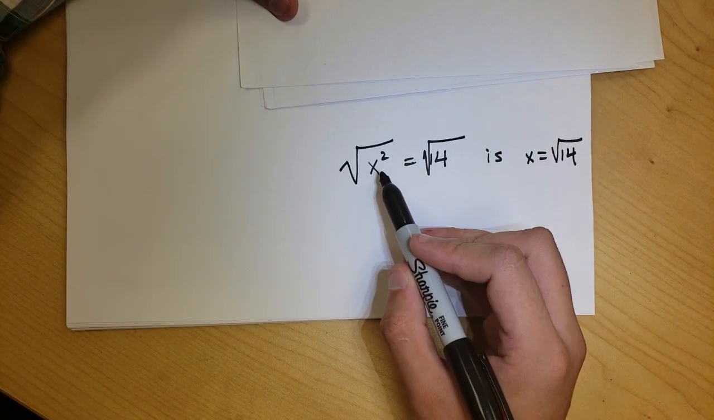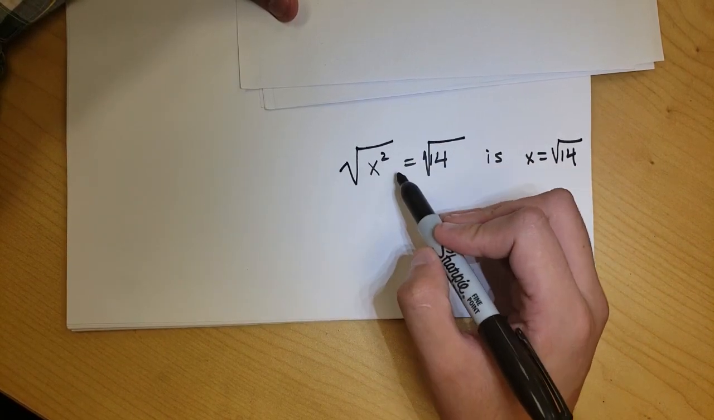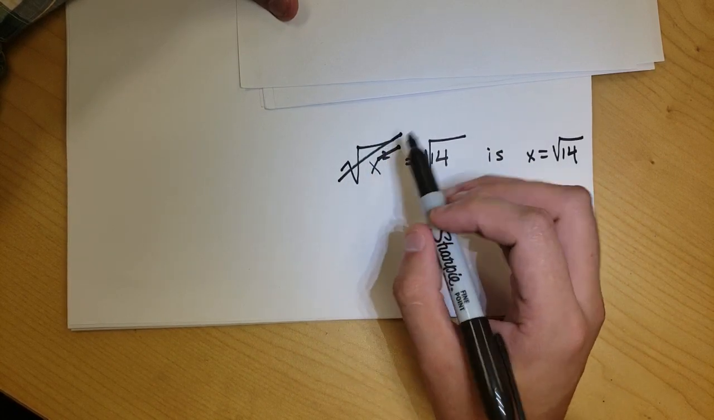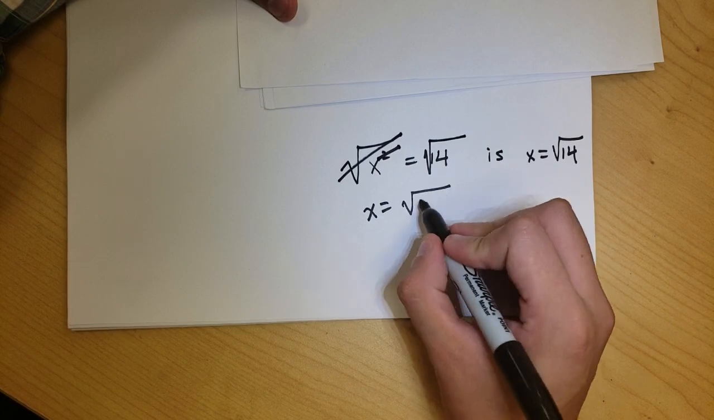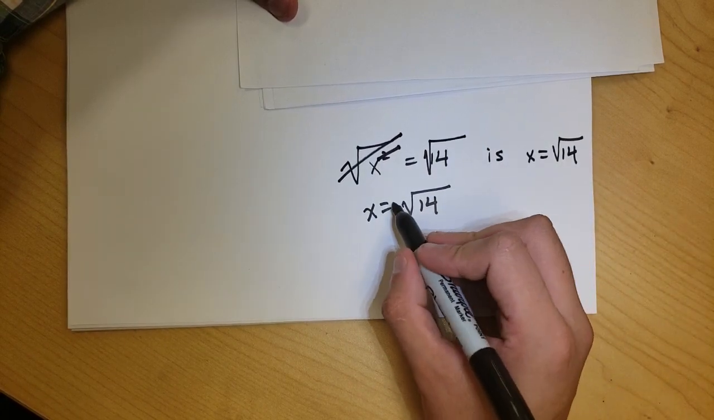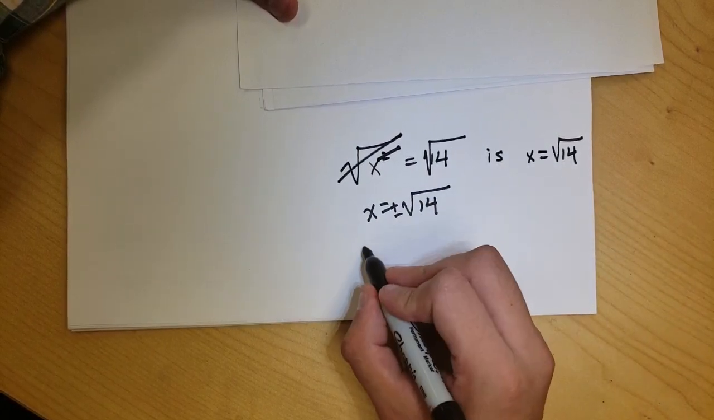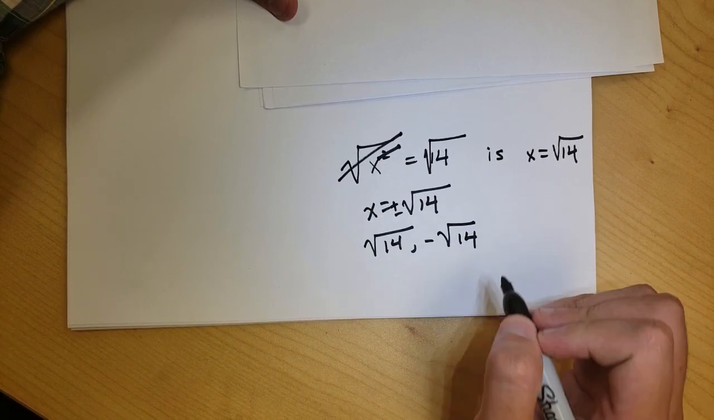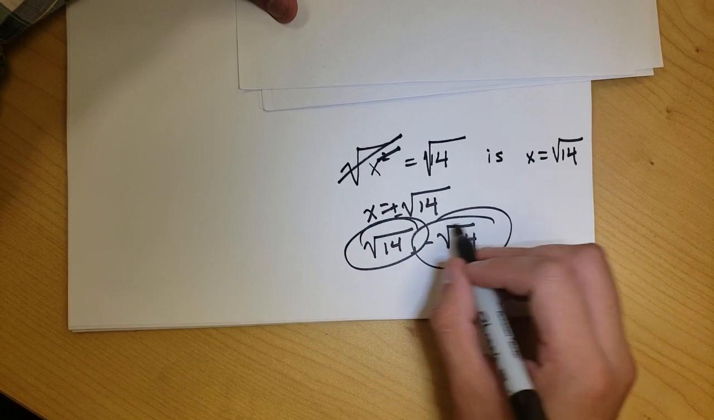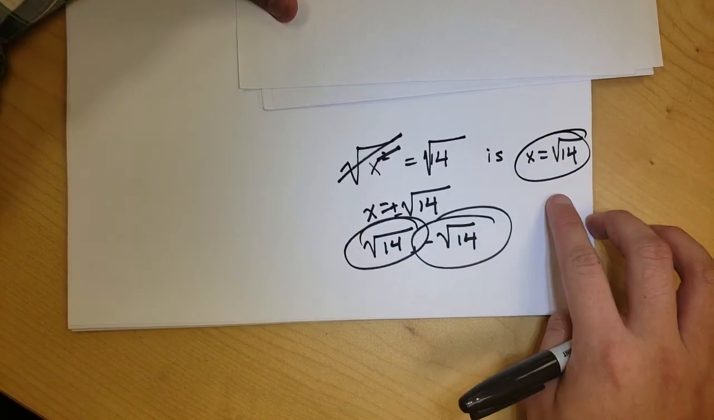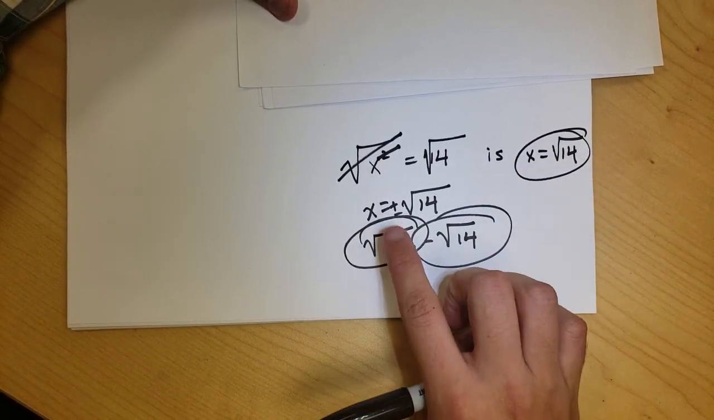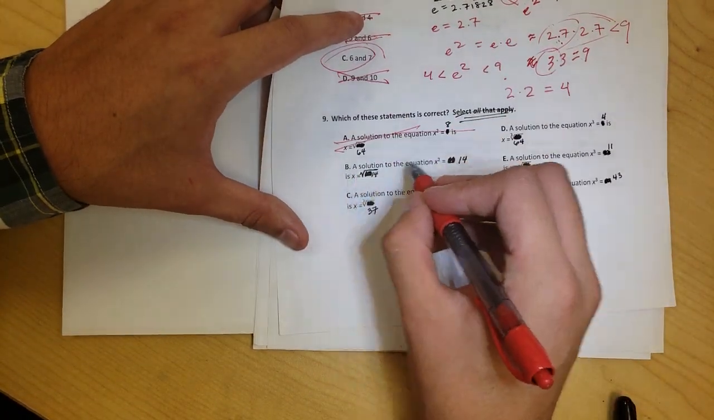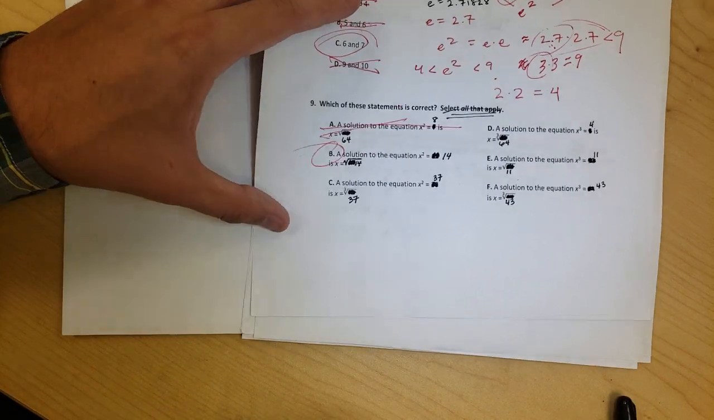We want to get x by itself, right? So we take the square root of both sides. The squared goes away and the square root goes away, and you get x equals plus or minus the square root of 14. So the positive square root of 14 is one solution, and the negative square root of 14 is another solution. They're saying that x equals the square root of 14 is one of the solutions, and that's true. It's this one right here. So letter B we can circle. Letter B is going to be one of our answers.